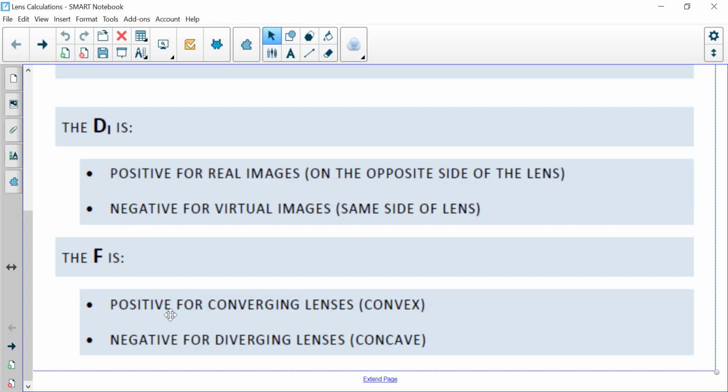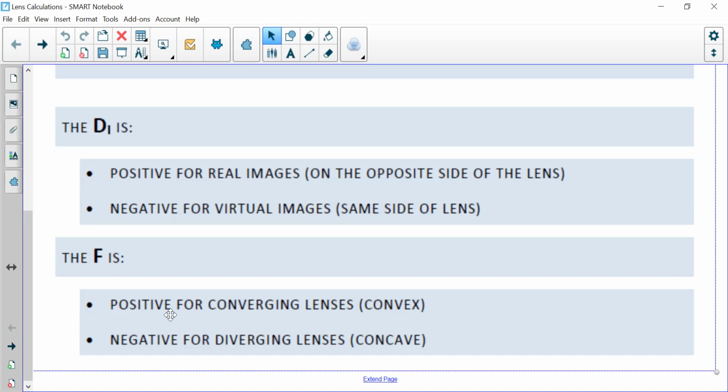With focal length, if you're working with a converging lens, or sometimes it's called convex, so it's bulging out in the middle, the focal length will be positive. If you're working with a diverging lens or concave, so it's thinnest in the middle, your focal length will be a negative value. If you guys want to write somewhere on there, DO is always positive.